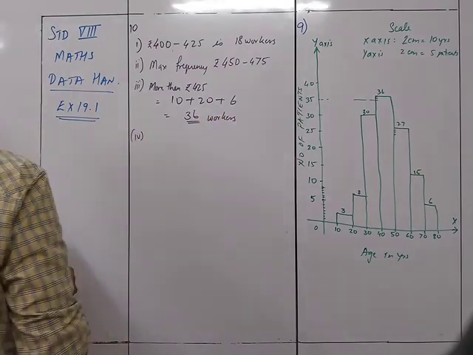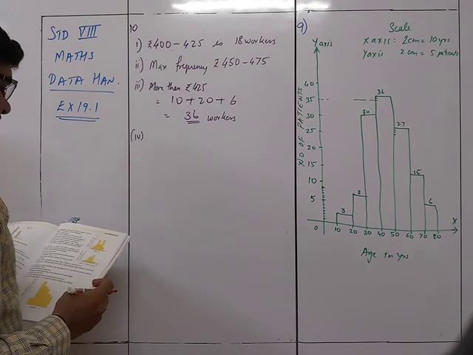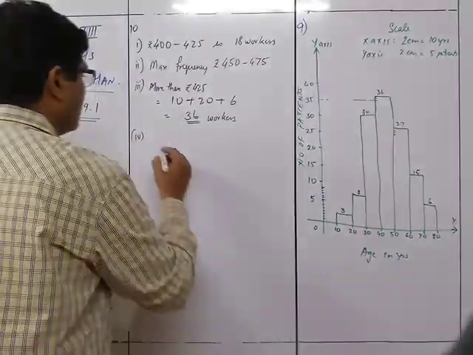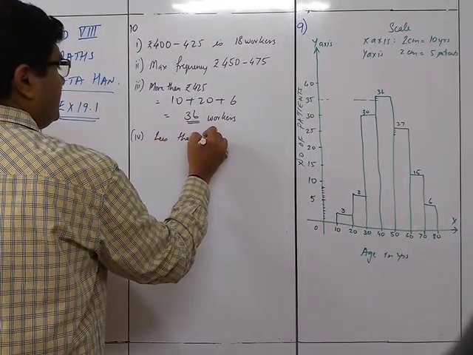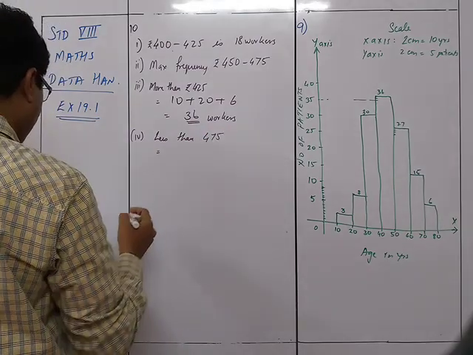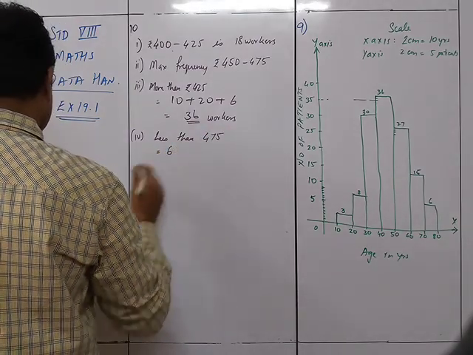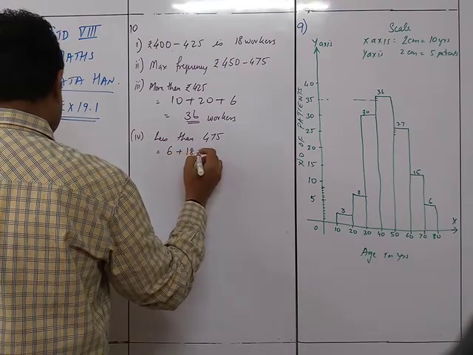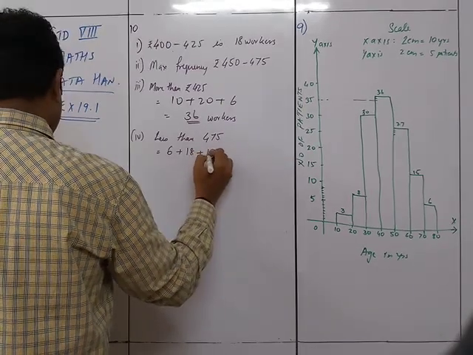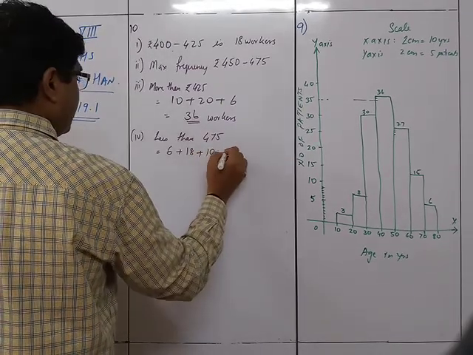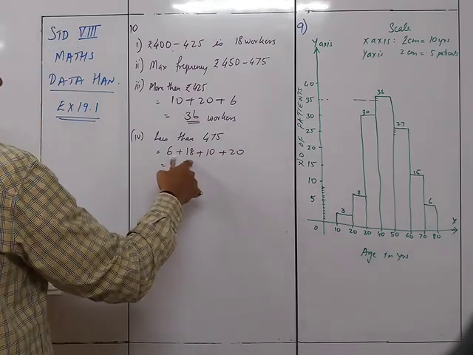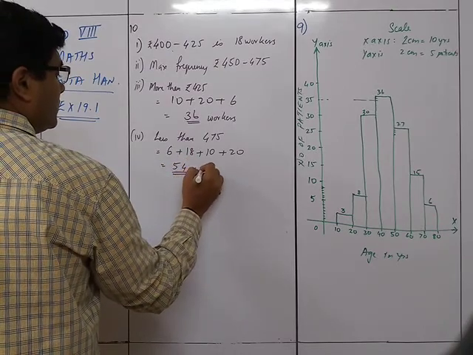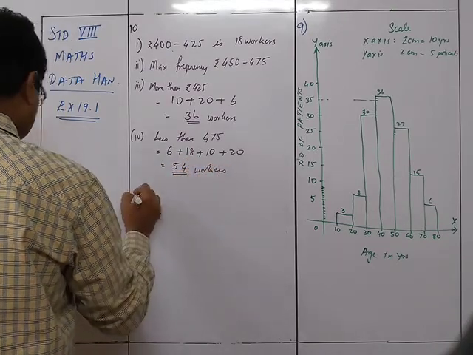The fourth one, how many workers get less than 475? So less than 475 will be right from the beginning. So the first is 6. Then it is 18. Then it is 10. And 475 wala, last wala is 20. So this is 30, 48. 48 plus 6 is 54. 54 workers.